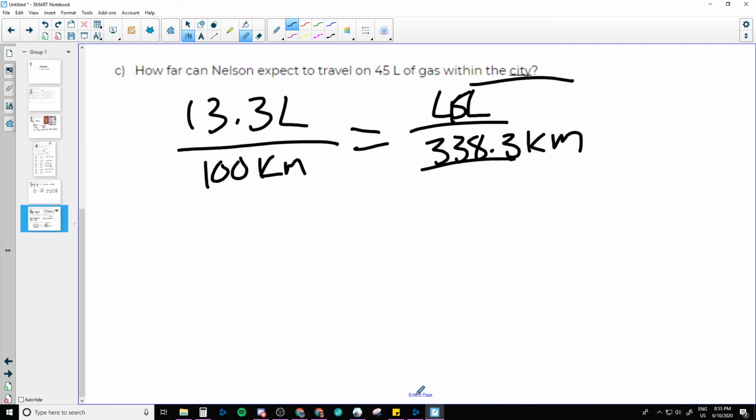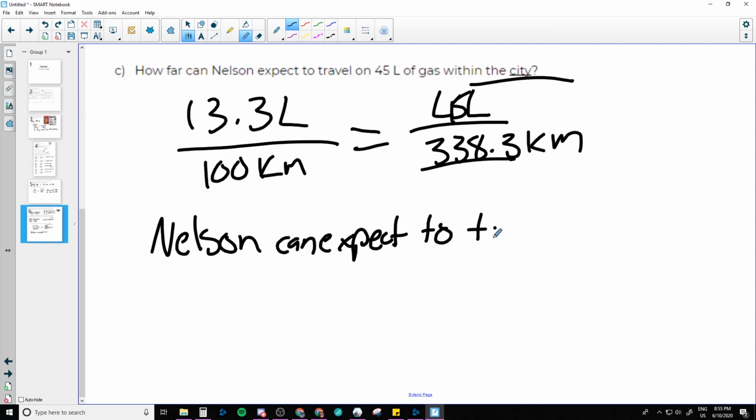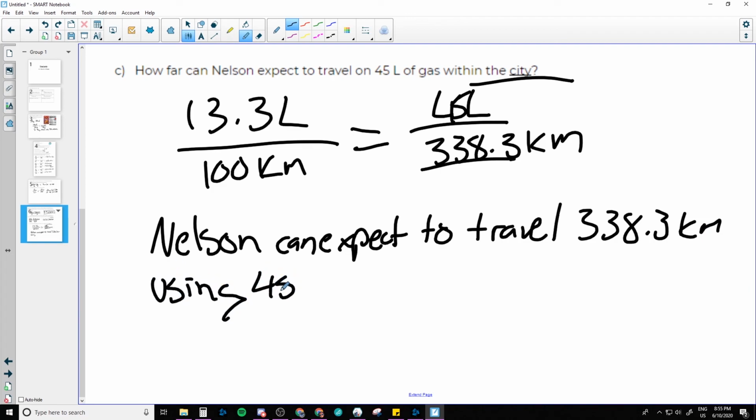So it's a word problem. Need a word answer. Nelson can expect to travel 338.3 kilometers using 45 liters. Okay, so again, put your ratio together, put it into your fractions for cross multiplication, and cross multiply it out, and you'll get the right answer every time.